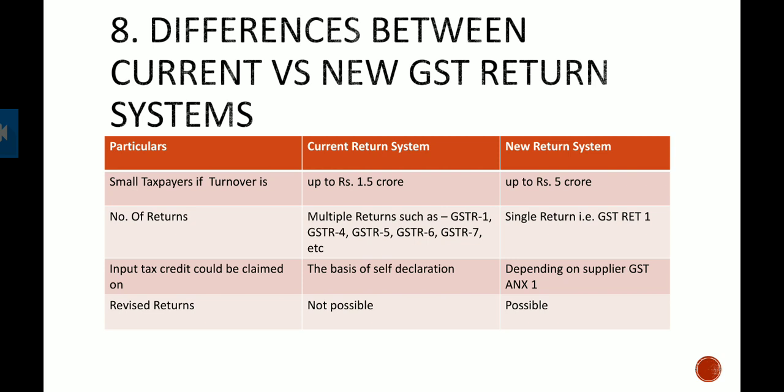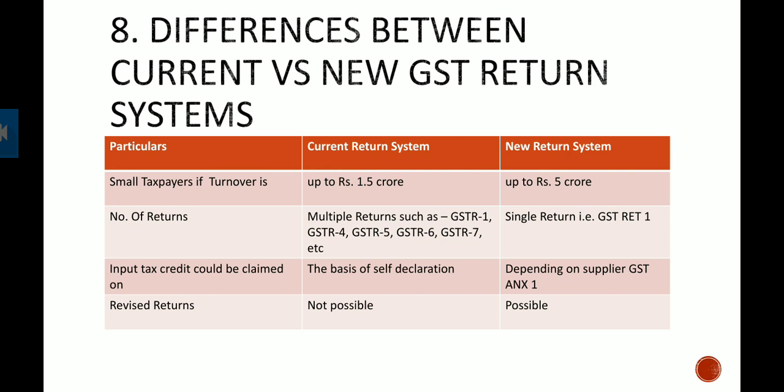And under the old system, there are so many returns, that is multiple returns called GSTR 1, 4, 5, 6, 7, etc. And there is a lot of confusion about which return is to be chosen by whom. Now this confusion is gone and there is a single return called GST RET 1, 2 or 3 for small taxpayers.